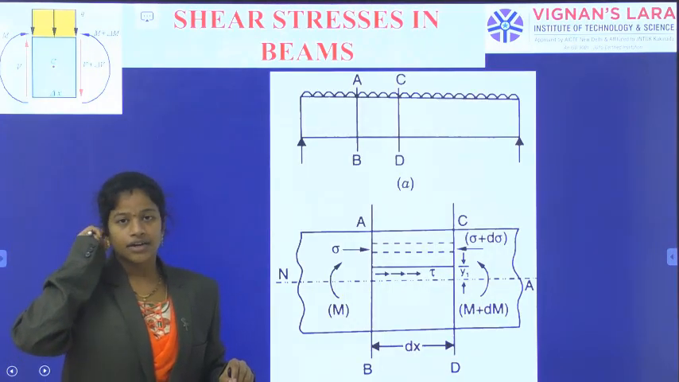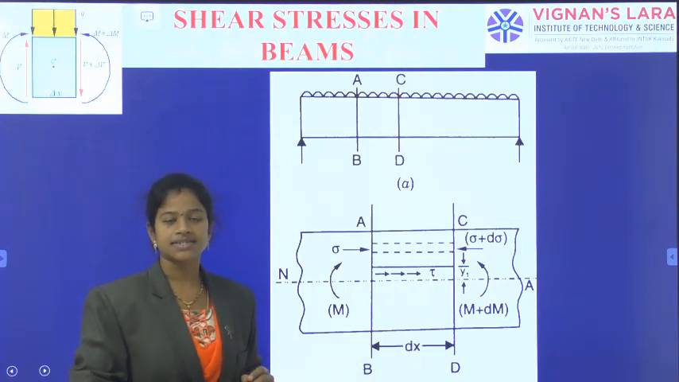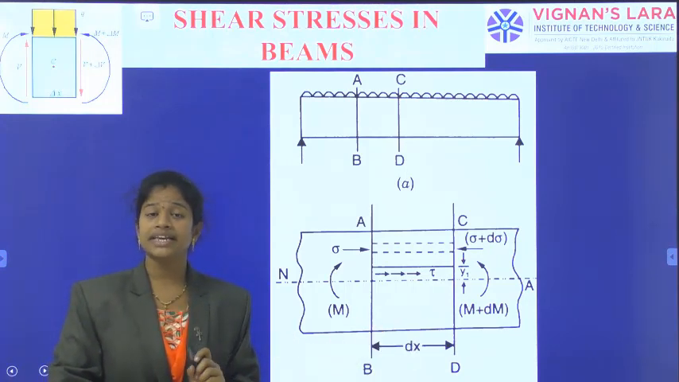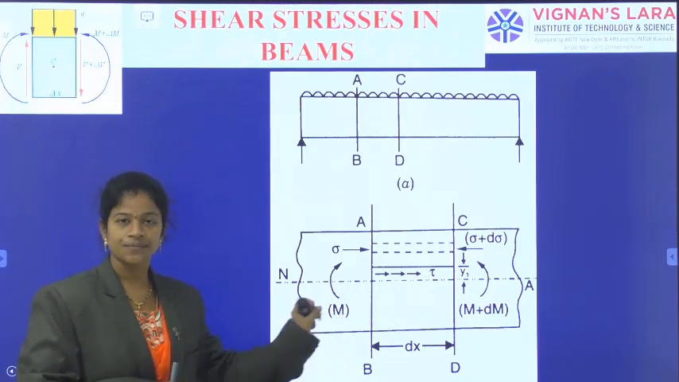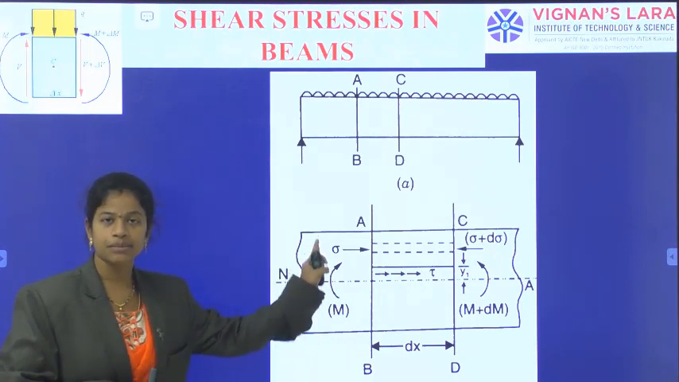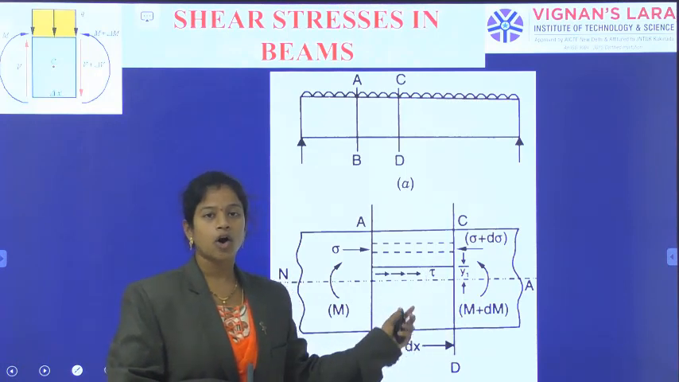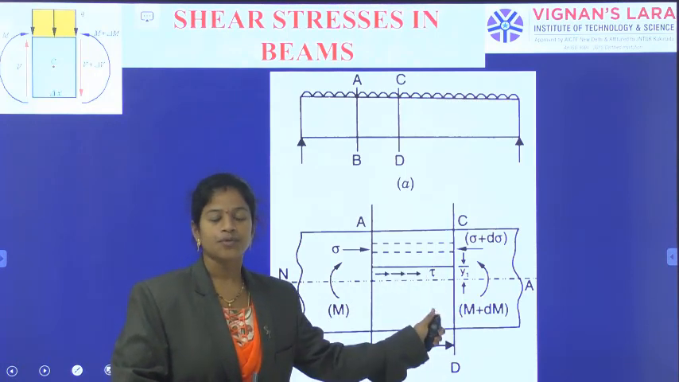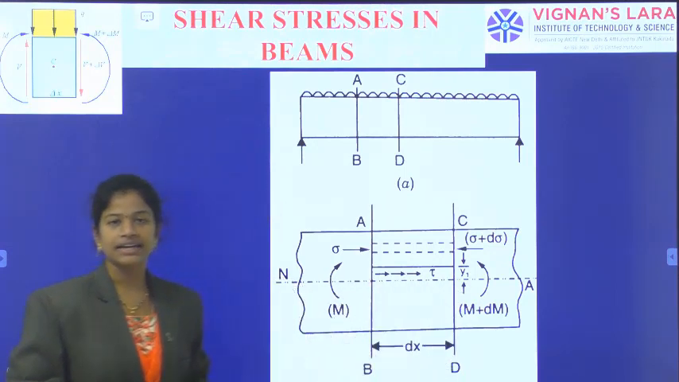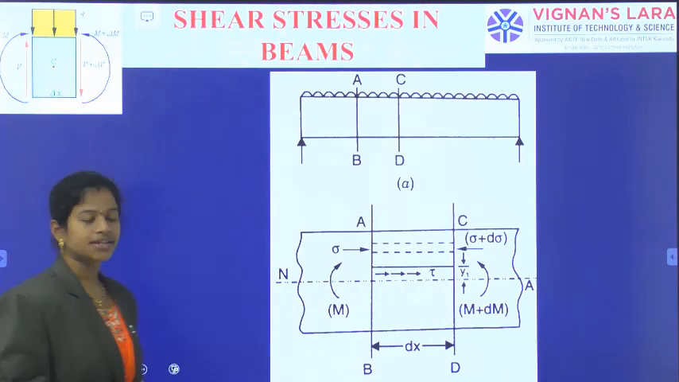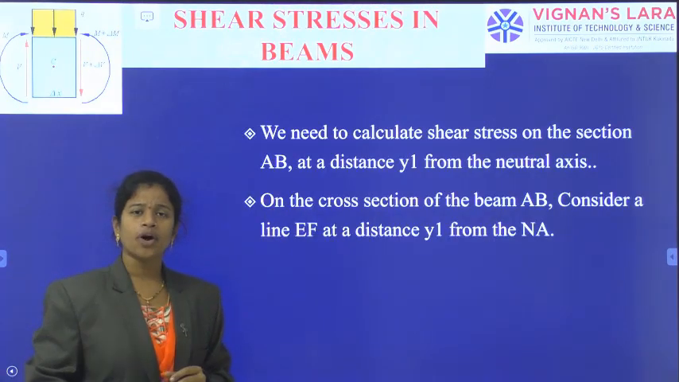In that, we should consider some things and indicate the moments. As the simply supported beam with UDL has a completely sagging or positive bending moment, I am indicating that. On the section AB, I am indicating positive bending moment M. On the right side, at the section CD, over the dx length, we are indicating the next moment, that is M plus dM. These are the bending moments we are indicating, and in that section we need to calculate the shear stress at a point in the AB section.